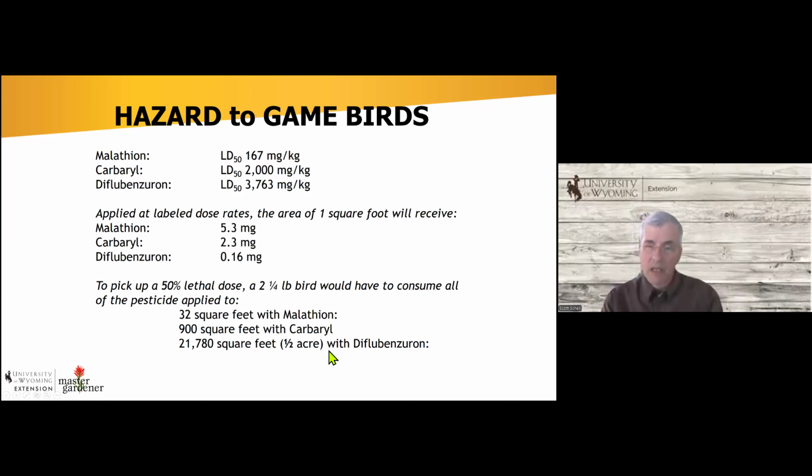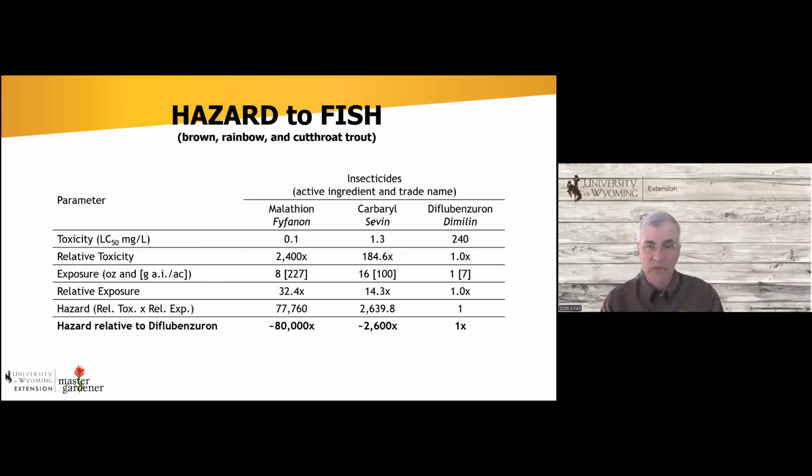So very low toxicity, and most of our game birds are not eating the leaf surface. And then, of course, some of the product falls on the soil, so it's not going to be available to them anyway. Hazard to fish.